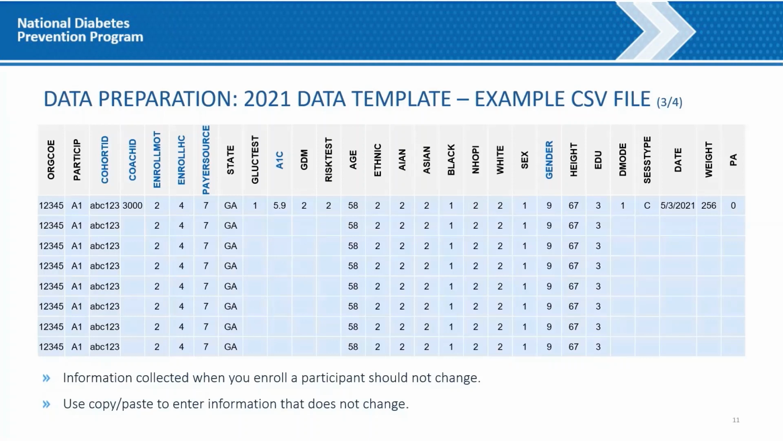If a participant changes the state of residence during the program, it is appropriate to update state. Age should always be the age reported at enrollment. Please do not update the entry if a participant has a birthday. The DPRP recommends copying and pasting these values to reduce typing errors when data is entered for the same participant.